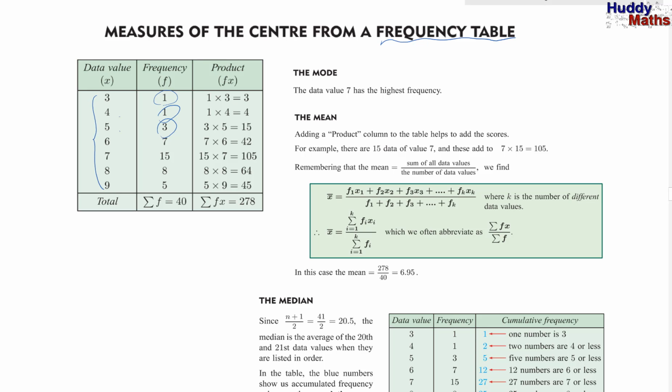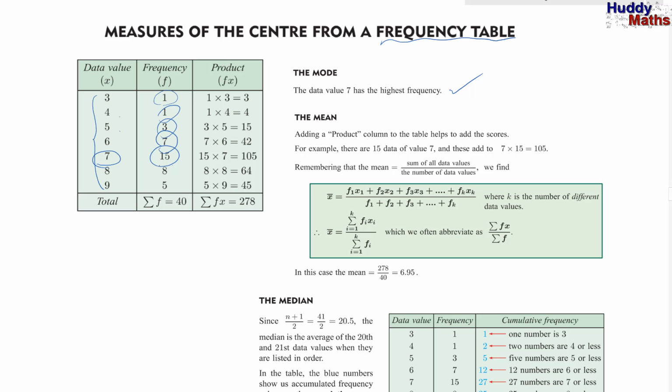So here, how would you find the modal value? Well, let's look down here, the one that occurs most. Let's look for, there it is, 15. So the modal value is 7. It's got the highest occurrence or the highest frequency.